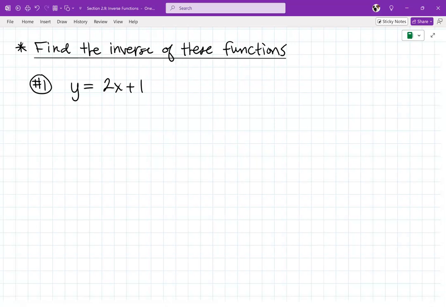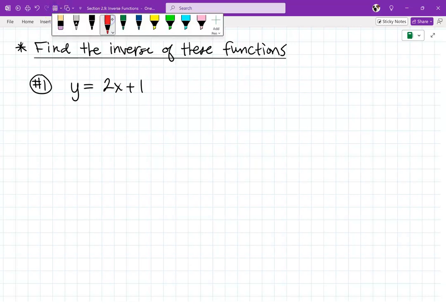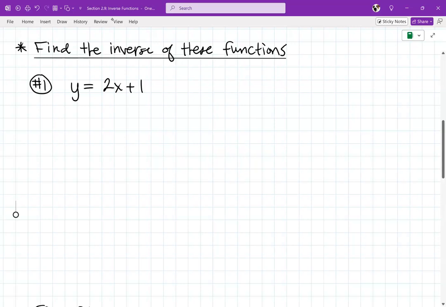The first one is y equals 2x plus 1. We're just going to find the inverse of the functions. So they give us y equals 2x plus 1, and I think about the 4 steps that I'm supposed to do. Step number 1 is change f of x to y, and I said that's optional. Notice there is no f of x there. So it's already y. Okay, y equals 2x plus 1. So step 1, unnecessary.